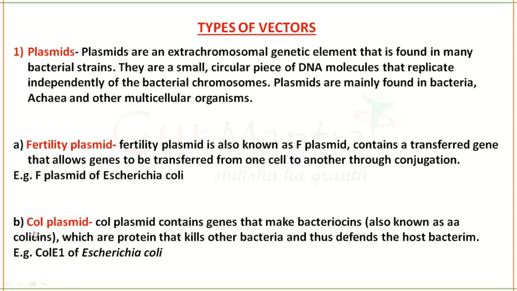Next is Col plasmid. Col plasmid contains genes that make bacteriocins, also known as colicins, which are proteins that kill other bacteria and thus help the defense of the host bacteria. Bacteriocins kill other bacteria, but do not affect the host bacteria. Example, ColE1 of E. coli.